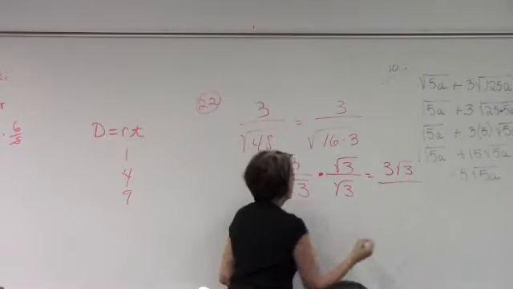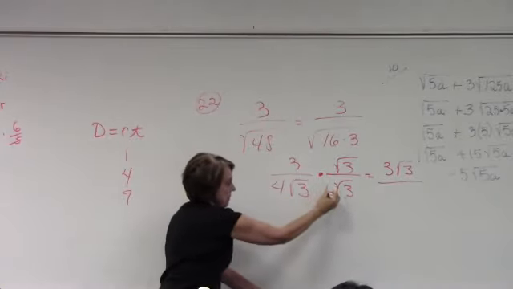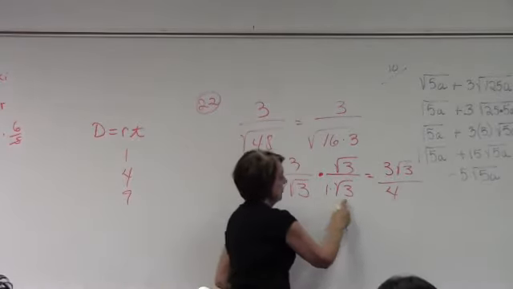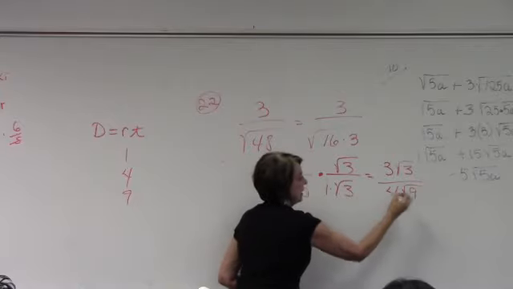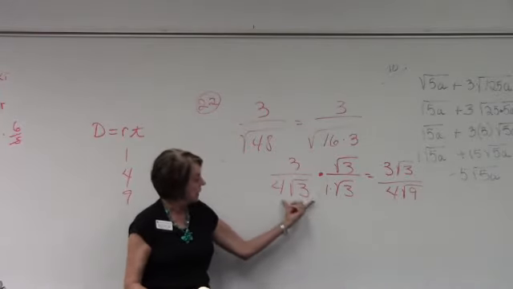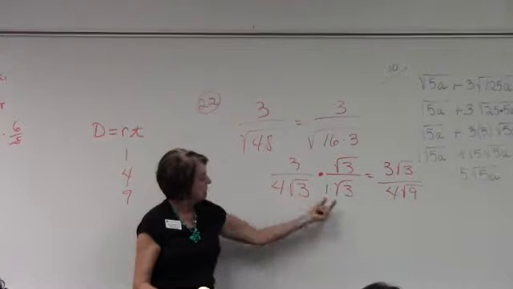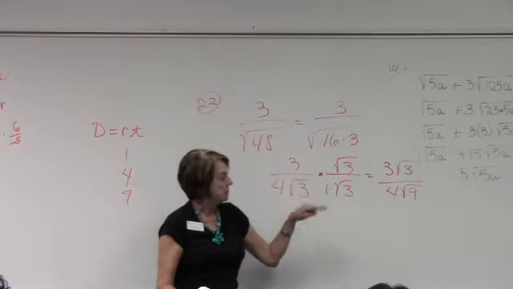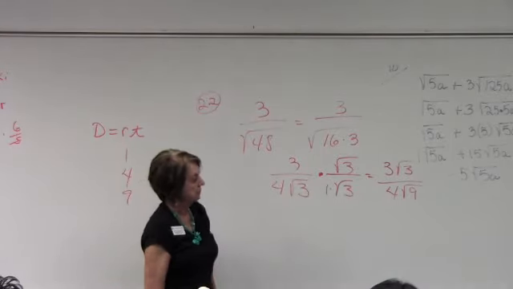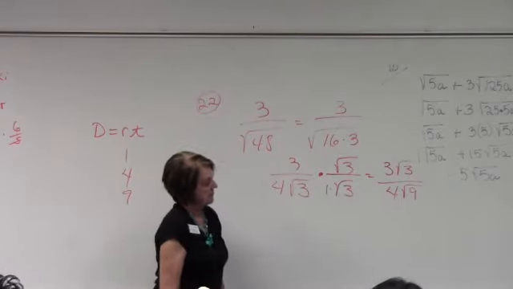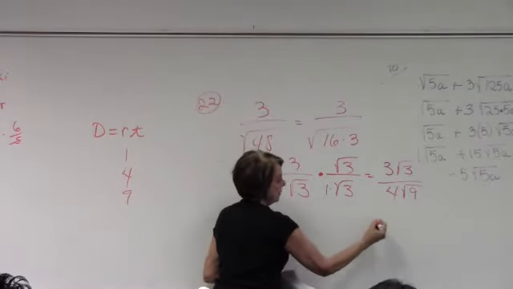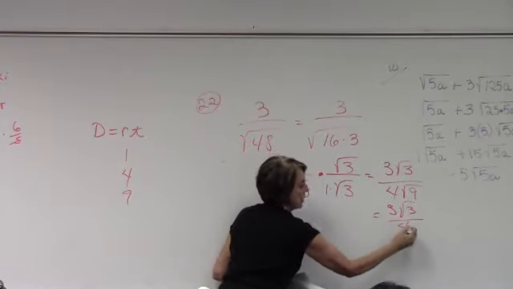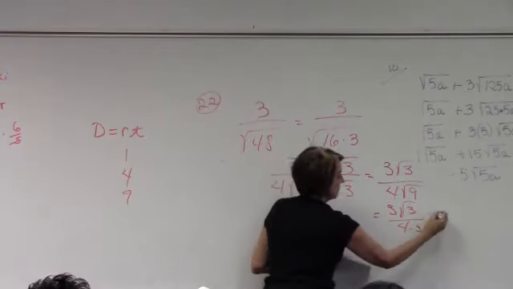On the bottom, I'll go through all the steps. What numbers are out here? 4 times 1, 4. But the square root of 3 times the square root of 3, square root of 9. It's not distributive, we're just multiplying. 4 times 1, 4, and the square root of 3 times square root of 3, square root of 9. I'm still not finished. What else do I need to do? What is the square root of 9? 3. So I have 3 square roots of 3 over 4 times 3, which is actually 12.